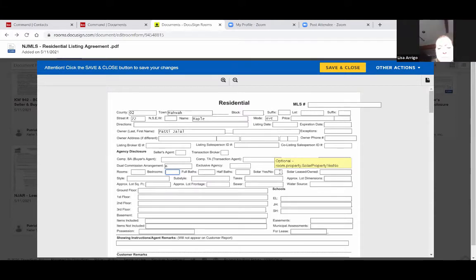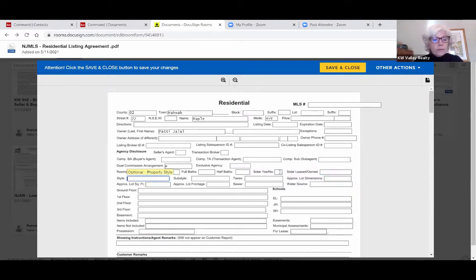Is there solar? Are there solar panels? And the next question is, are they leased or owned? Because there's a special agreement that the attorneys have to draw up. So you want to make sure that that information is clear and communicated to everyone.